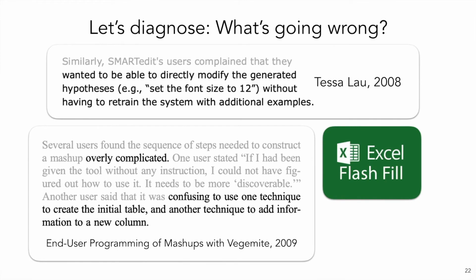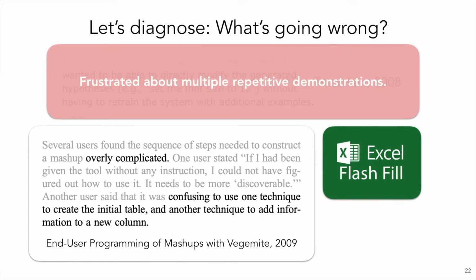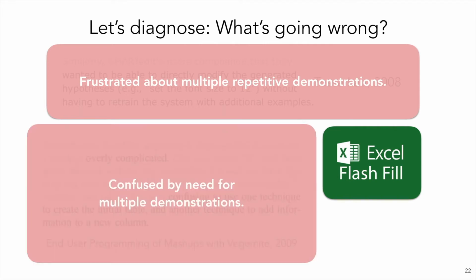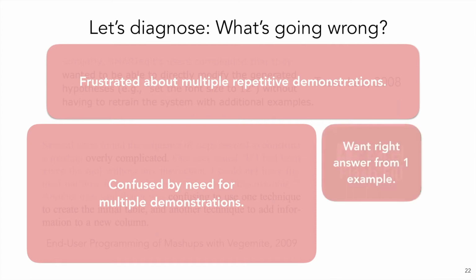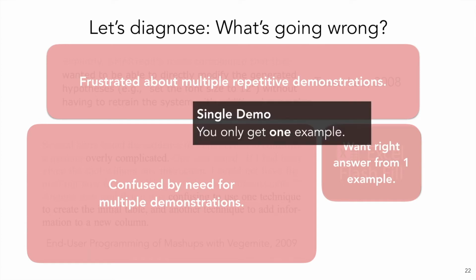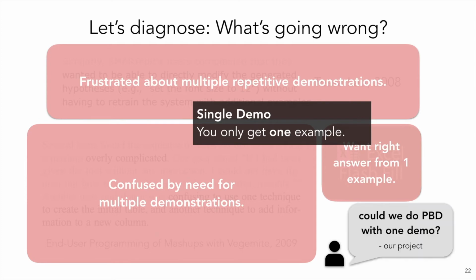So let's actually diagnose. What's the running thread through all of these? This was being frustrated about having to give multiple repetitive demonstrations. This was all about being confused by having to give multiple different kinds of demonstrations. This was about only being happy if they got the right answer based on one example. And so if you look at the common thread through this, it's about single demonstration. You only get one example. And that led our project to ask, could we do programming by demonstration with one demonstration?